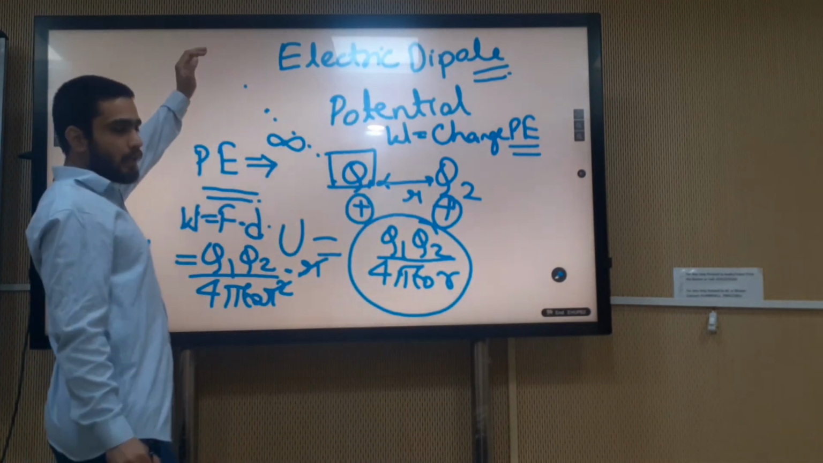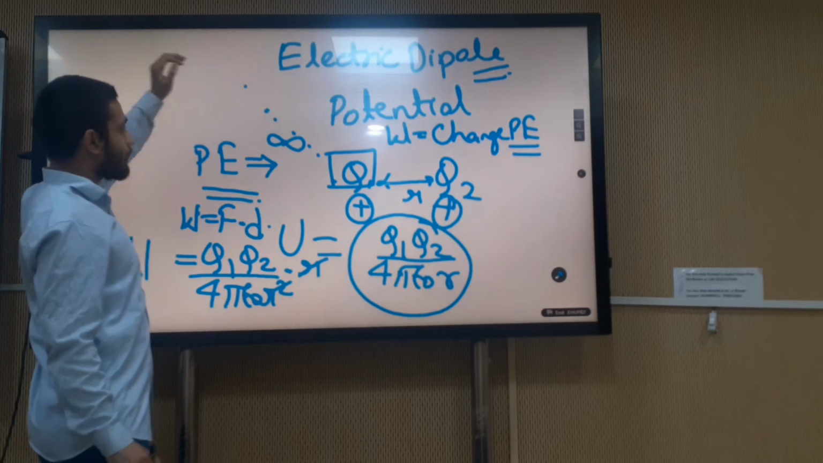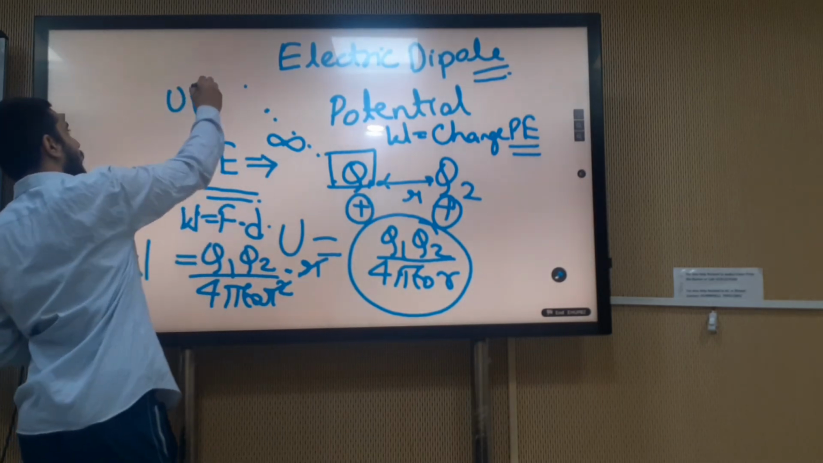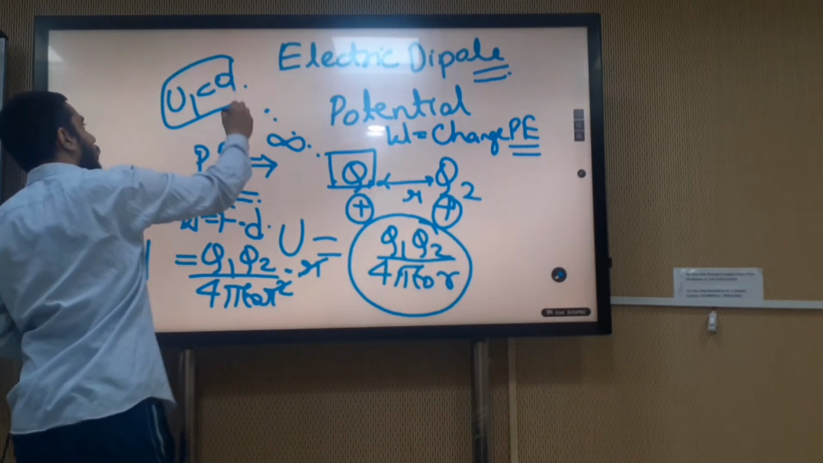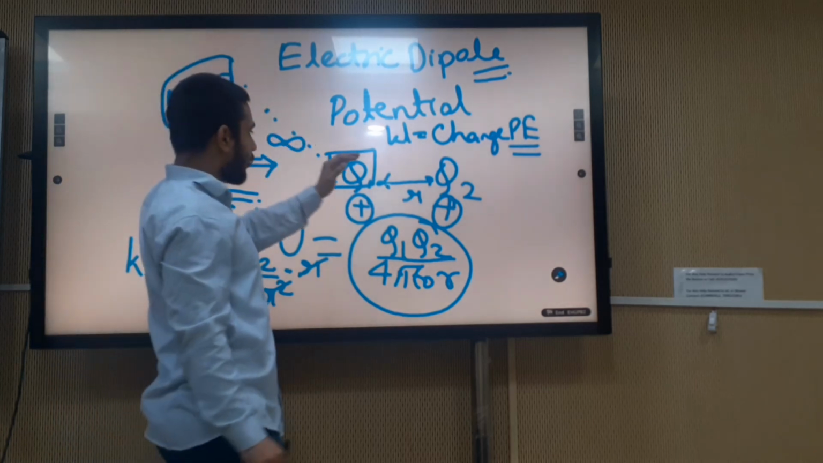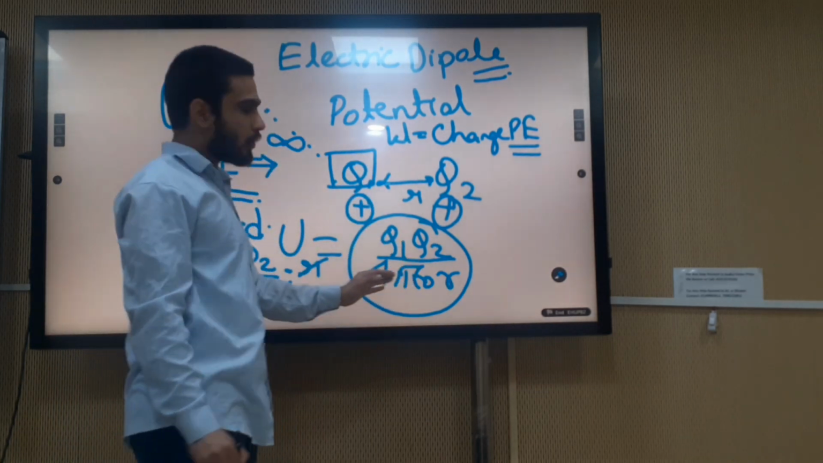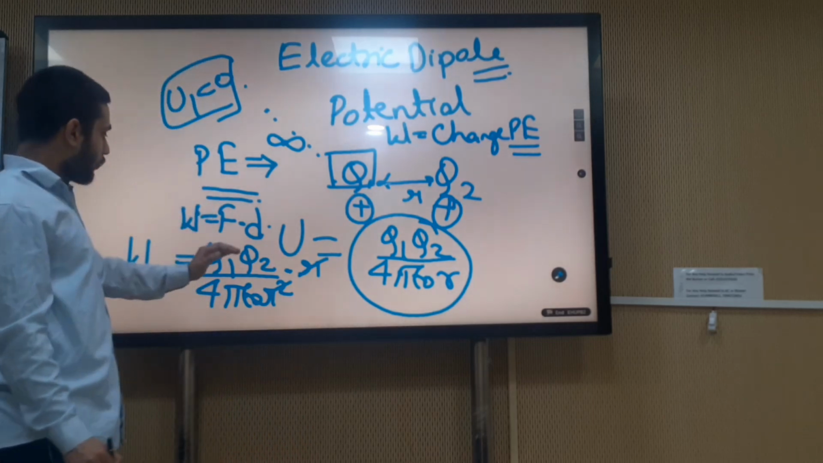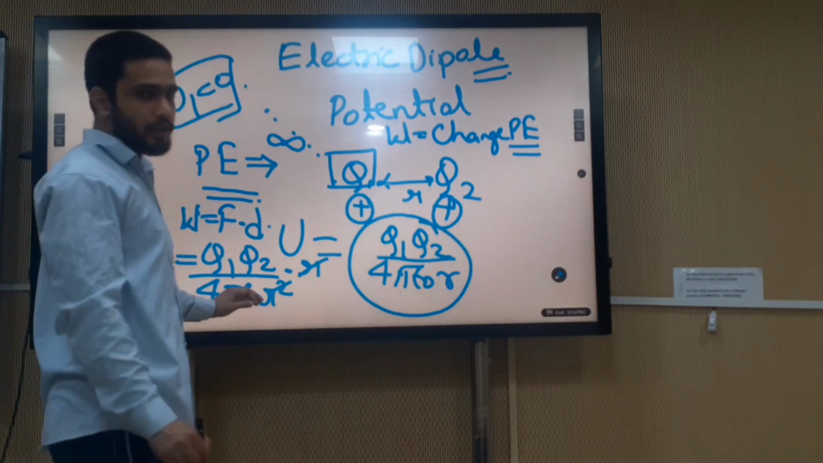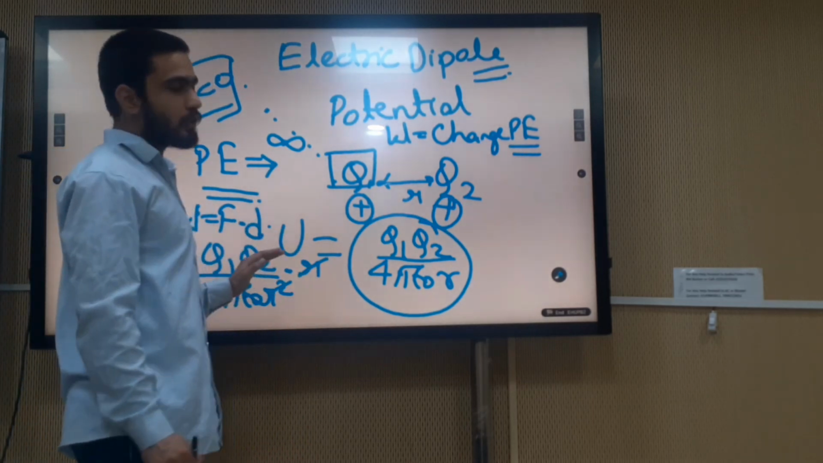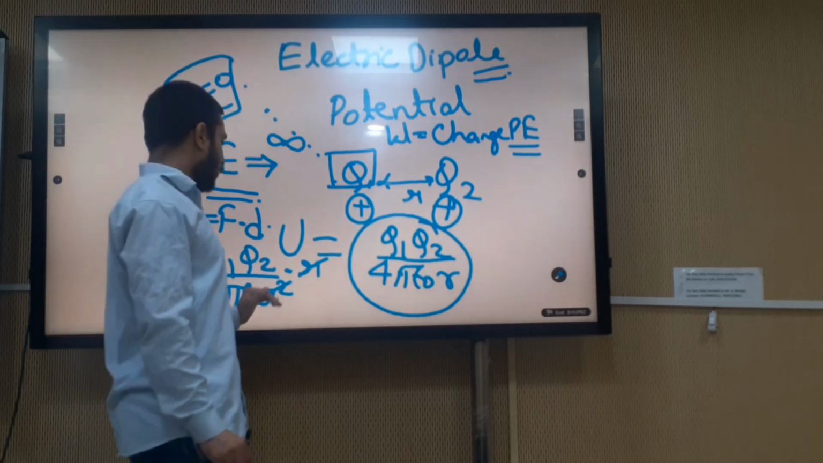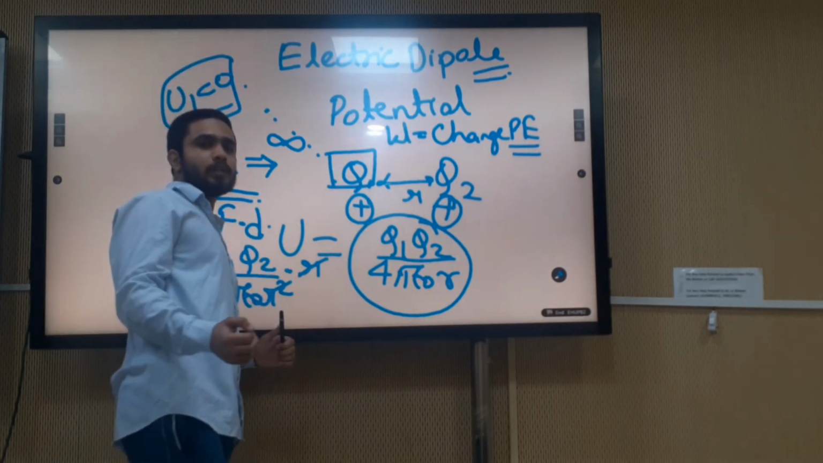When the particle Q1 was at infinite distance, the potential energy U1 was equal to 0. And when the particle came here, the potential energy will be Q1 Q2 upon 4 pi epsilon naught r. So the work done will be Q1 Q2 upon 4 pi epsilon naught r. From this also we can deduce that it is correct. Work done equals change in potential energy.